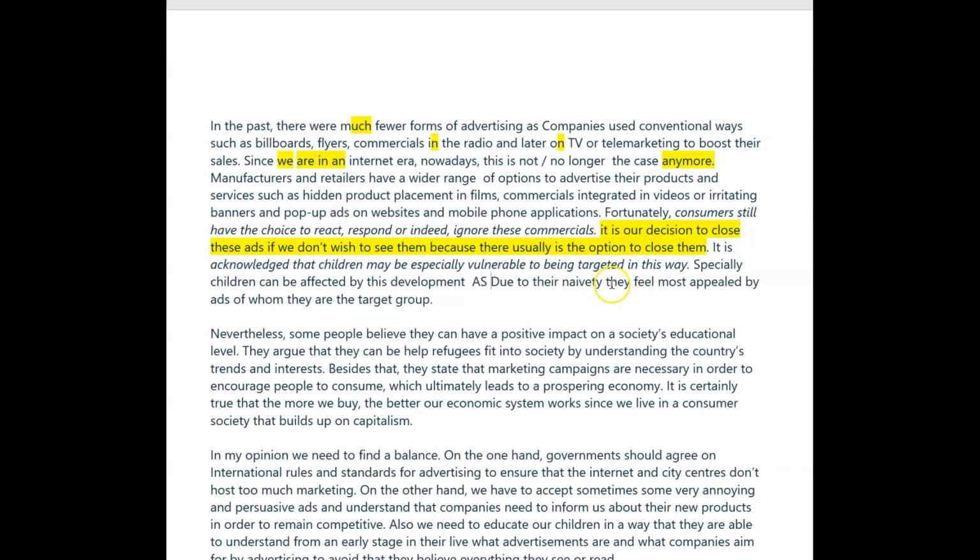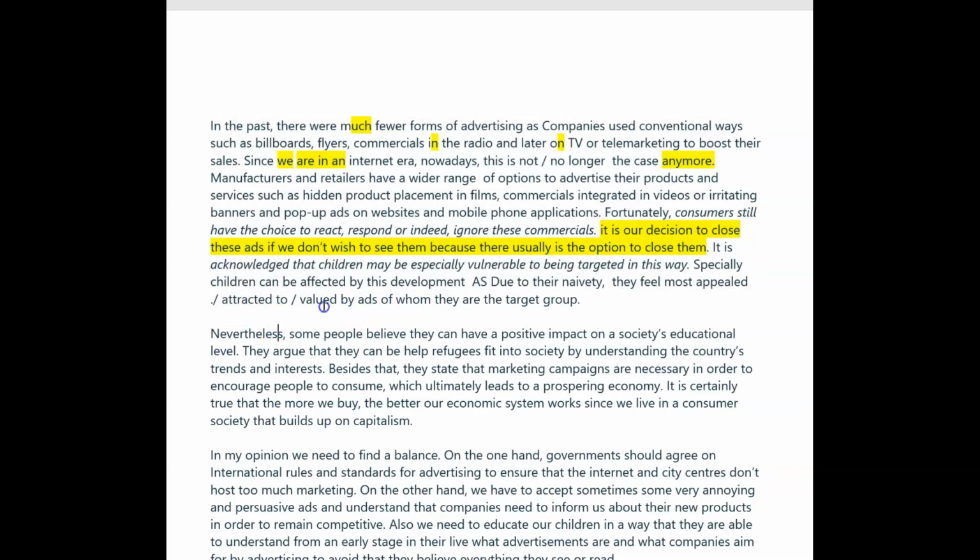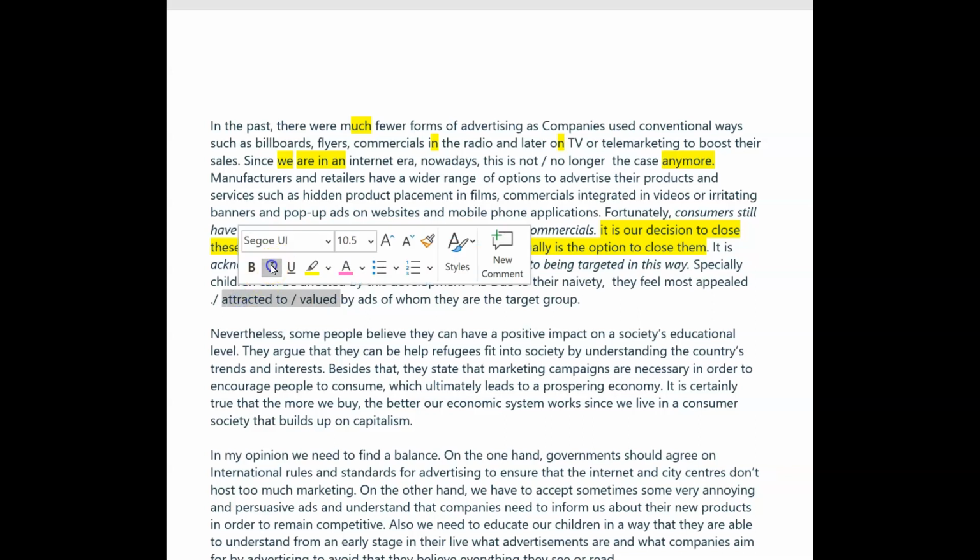As, due to their naivety, comma, they feel most appealed. You can't feel appealed by an ad. You could put the most attracted to ads, or most valued by ads, something like that. You can't feel appealed like that. It doesn't work. But lovely paragraph. Really, really great writing here.